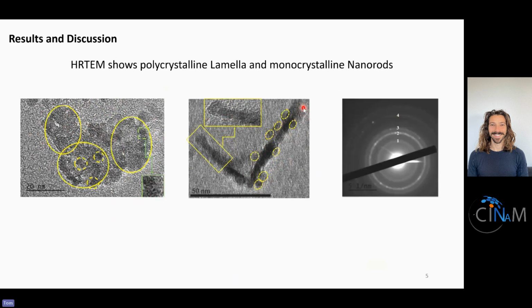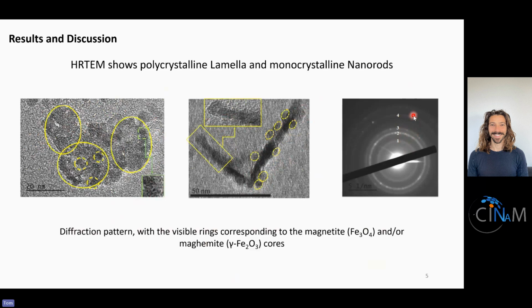And then we studied the diffraction pattern, where we see the diffraction rings of the sample. On the rings 1, 2, 3, 4, these rings are representative of magnetite and maghemite. That means the iron oxide cores are crystallized in these two phases of iron oxide. So with the diffraction pattern, we can confirm that the sample is composed of magnetite or maghemite in the dextran matrix.